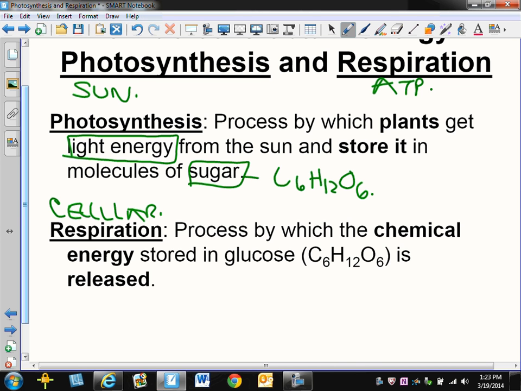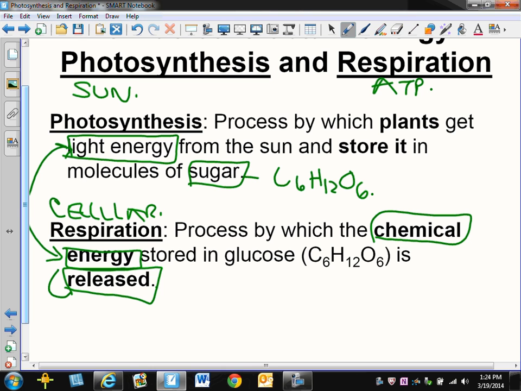Process by which chemical energy, see the difference? Here we're talking about light energy with photosynthesis. We're talking about chemical energy in glucose being released. We're taking this sugar now that we eat and we're turning this into energy, something we can use. All right? We good?